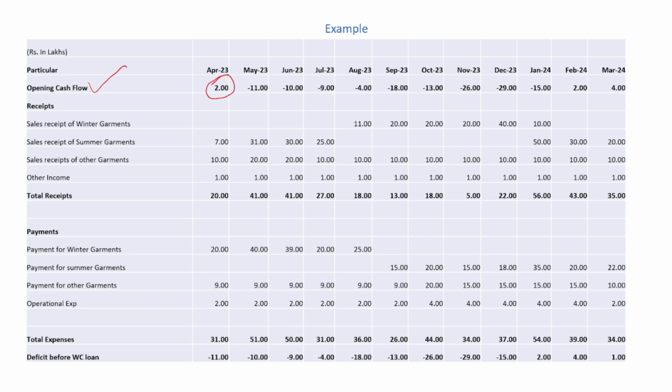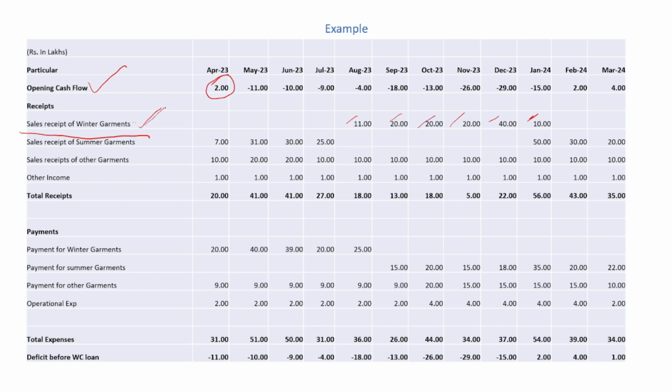In the month of April 2023 there will be no sale of winter garments. He is a wholesaler of winter garments, so his product will begin to sell before the winter season. The winter season is around November, December, January, February, but his winter garments start to sell from the month of August onwards. So he will get 11, 20 lakhs, 20 lakhs, 20 lakhs. This is the sale from winter garments.